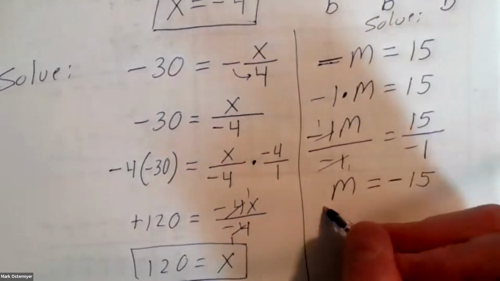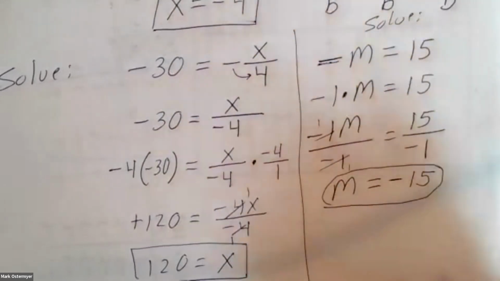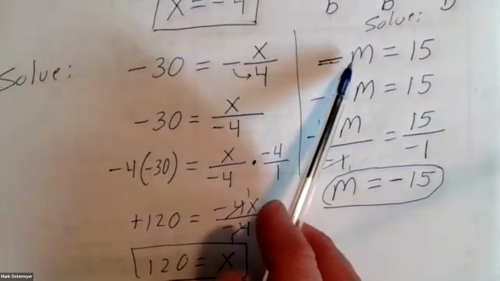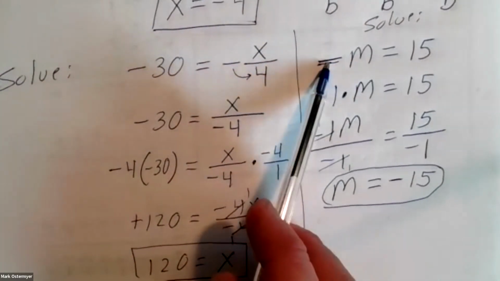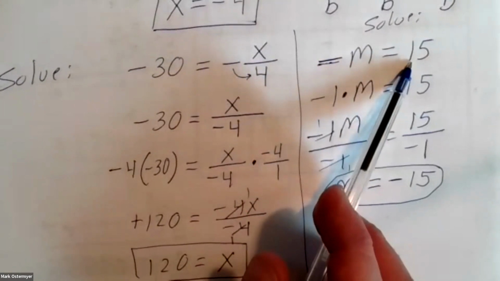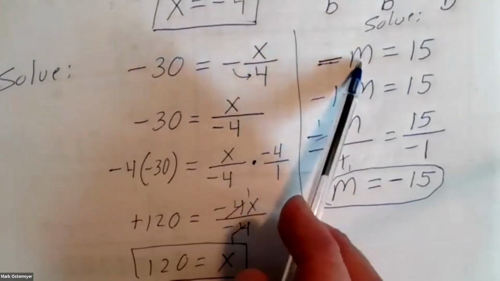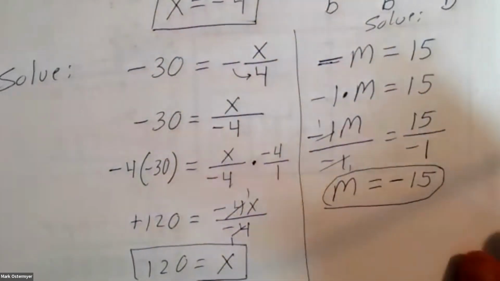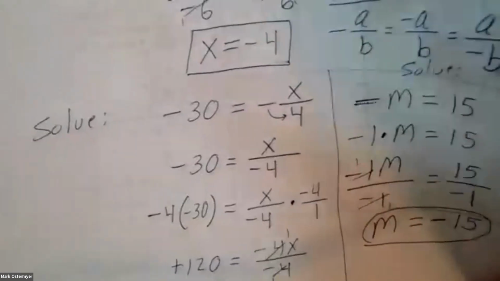Negative 15. Here's your solution. m is equal to negative 15. That's your solution to this equation. You know, it checks out too. If you replace m with negative 15, isn't the opposite of negative 15 equal to 15? Doesn't it work? The opposite of negative 15 is 15. It checks. It works. That must be the solution.